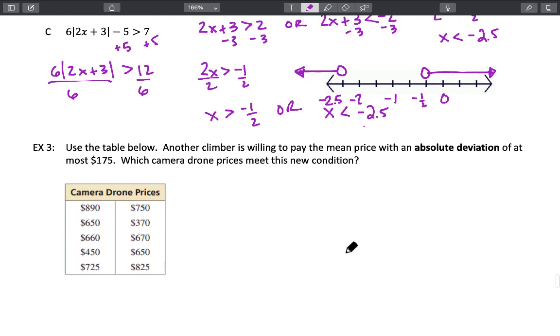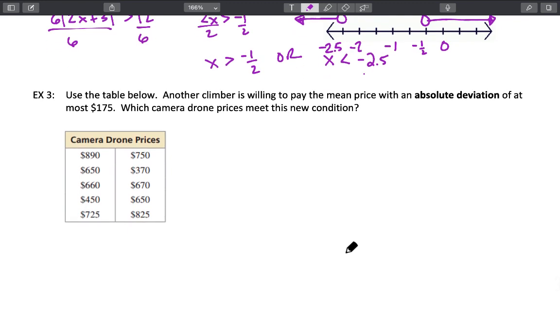All right, we're going to pause on example 3 and we'll cover that example in class.